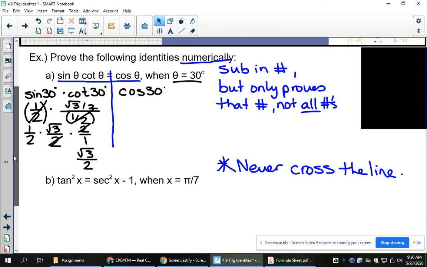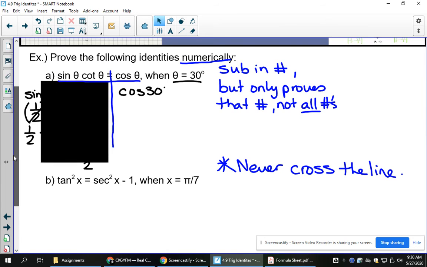Let me move my sticky note over here. I don't want to touch that side. I'm done with that side. You work with one side at a time. Now I'm going to look at cos 30. Look at your unit circle. What's cos 30? It's root 3 over 2.